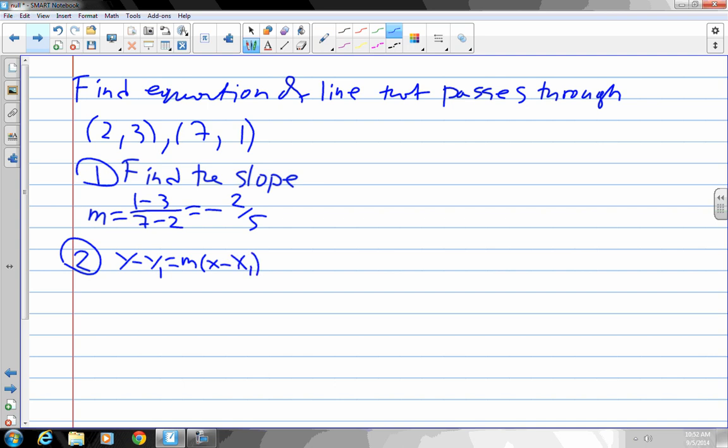We have the slope. I have two points. Which one do I pick to find the equation? (2, 3) or (7, 1)? Can I pick (7, 1)? Yeah, I can pick either one. Doesn't matter. So pick (2, 3). So that'll be y minus 3 equals negative 2/5 times (x minus 2).